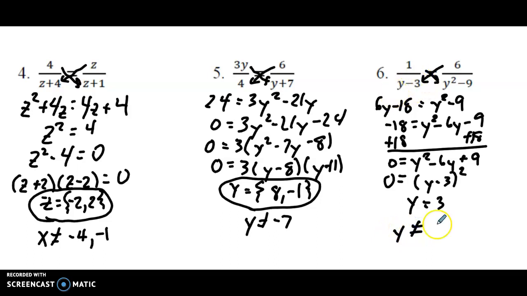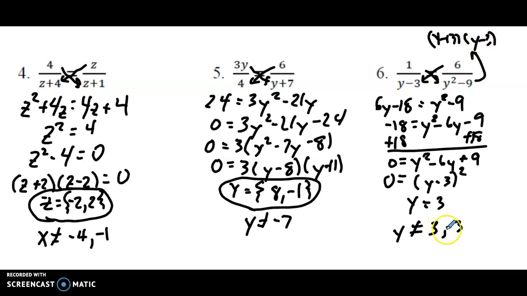And we're going to go up here and check our excluded values. For the first one, y cannot be 3. And for the second one, we're not quite sure, so we actually have to factor this to figure out those excluded values. So I'm going to factor that difference of 2 squares real quick. It'll be y plus 3 and y minus 3. So that means y can't be negative 3 or positive 3, but I already have that written there.